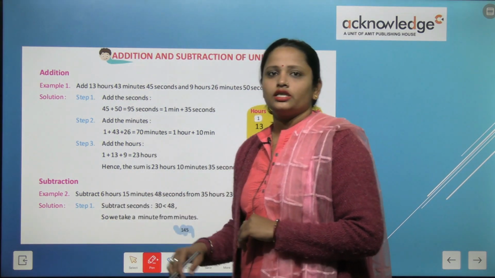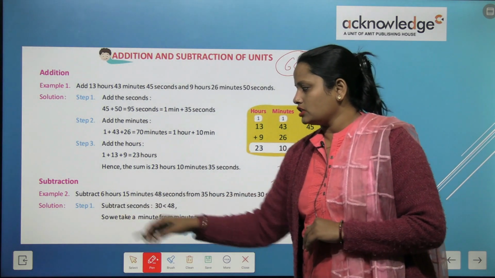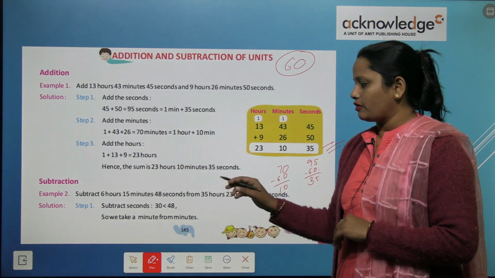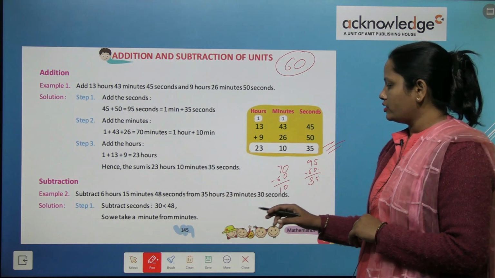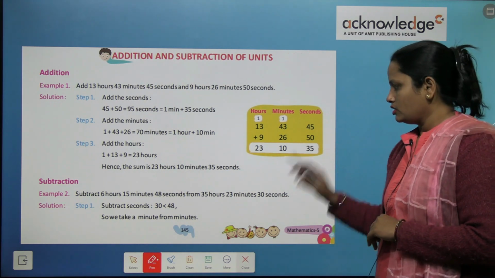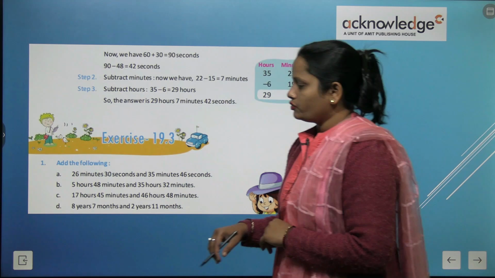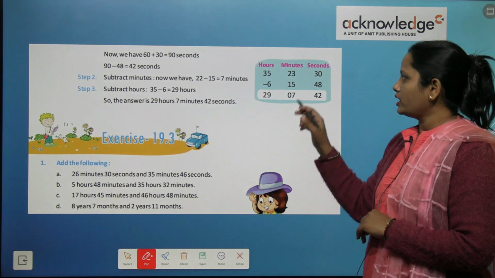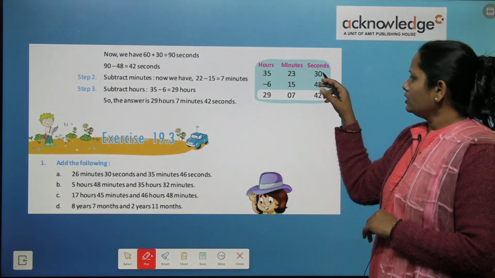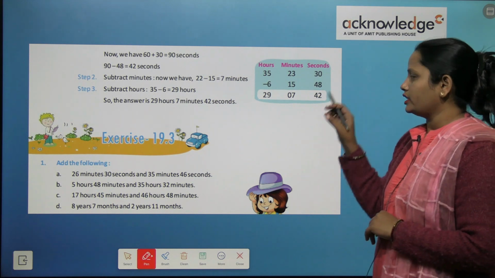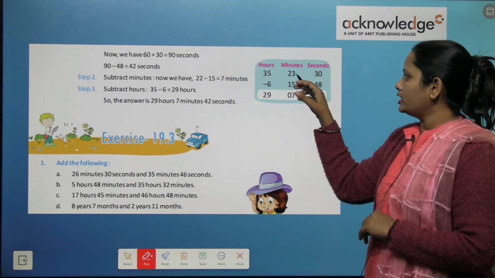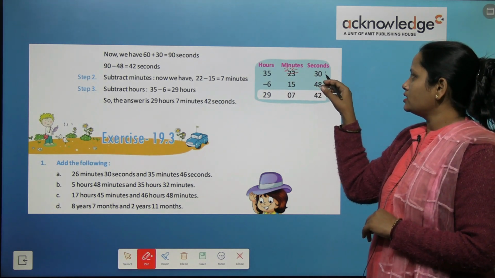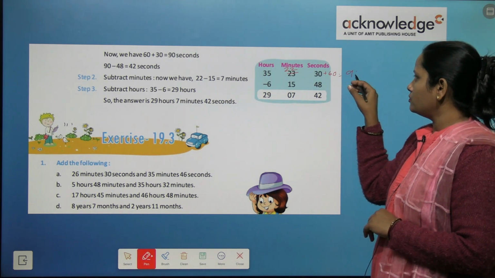Now the another question is where we have to subtract. So for subtraction, here 6 hours 15 minutes and 48 seconds we have to subtract from 35 hours 23 minutes and 30 seconds. So let's subtract this number. First let's arrange all these numbers in columns, and on arranging we can see 30. From 30 we cannot subtract 48 seconds. So ये जो 30 है, this will borrow 1 from here. So ये बन जाएगा 22 और ये बन जाएगा plus 60. So this will become 90.